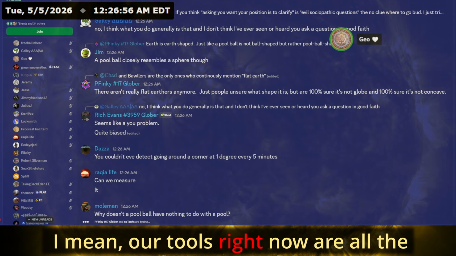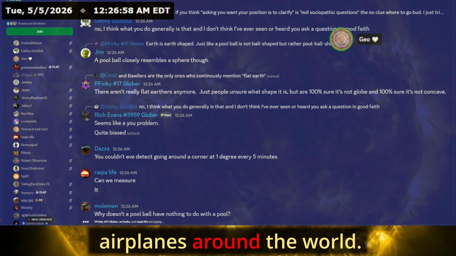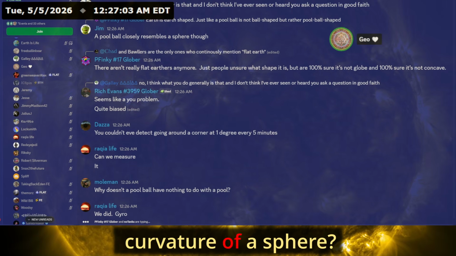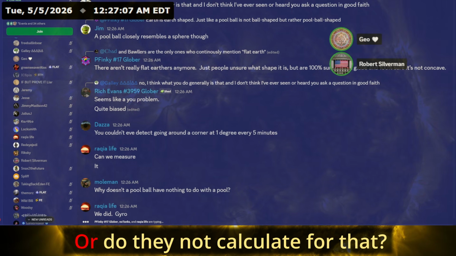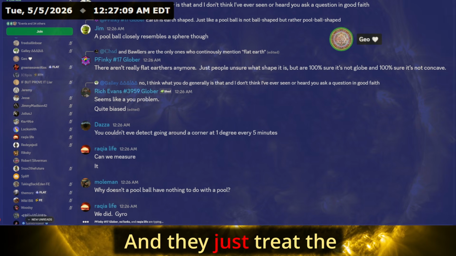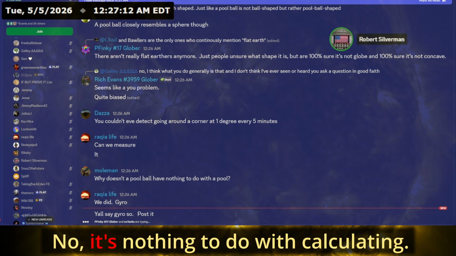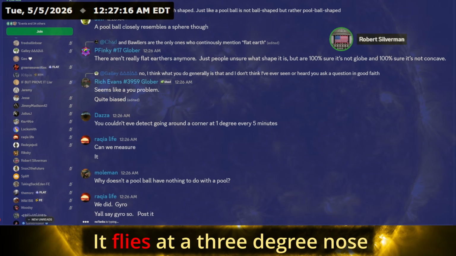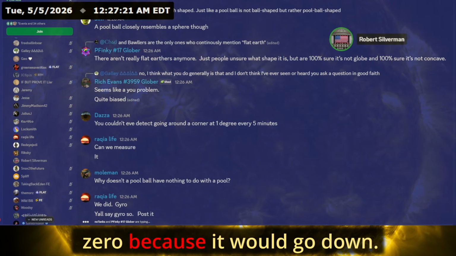Yeah, I mean, our tools right now are all the gyroscopes in all the airplanes around the world. Are they all measuring the change in orientation as they fly around the curvature of a sphere? Is that happening, or do they not calculate for that and they just treat the planes as flying level? No, it's nothing to do with calculating. The plane has a pressurized altimeter. It flies at a 3-degree nose up because it can't fly at 0 because it would go down.